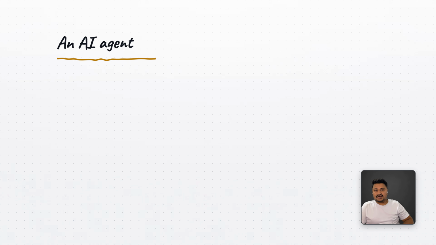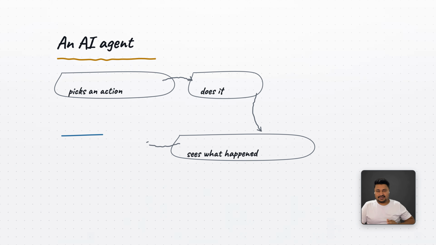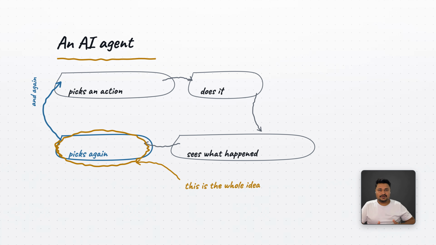Let's start with the definition. Everything sits on this: an AI agent is a model that picks an action, does it, looks at what happened, and picks again. Say that back to yourself. That second pick after it sees the result is the whole idea.